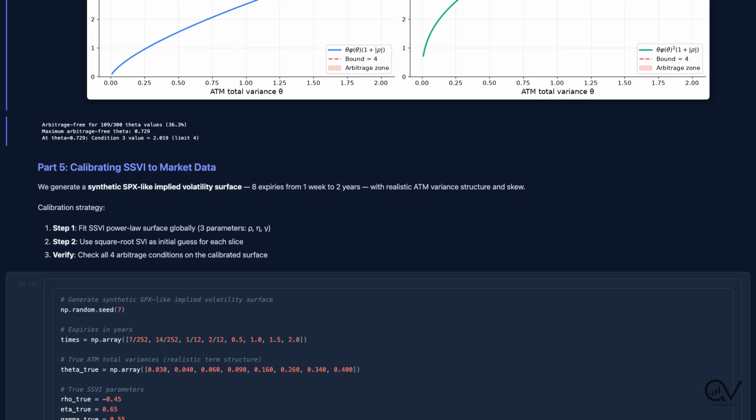The calibration has 2 steps, matching the paper's recipe. First, we fit the global SSVI parameters, rho, eta, and gamma, to all slices simultaneously, imposing the butterfly arbitrage constraints. Second, we verify all 4 conditions on the fitted surface. This is the key practical advantage of SSVI. The global calibration naturally couples the slices and enforces the no calendar spread condition, rather than fitting each slice independently and hoping they do not cross.